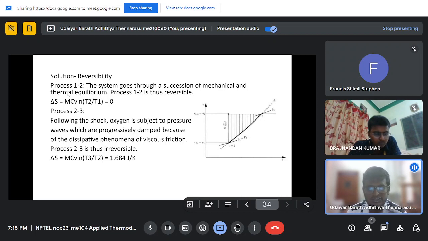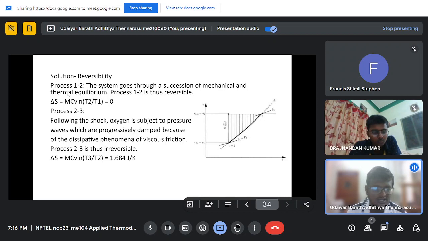Second case, process 2-3, you see that there is a rise in temperature. Following the shock, the oxygen is subjected to pressure waves, and because of that shock there will be pressure waves created, which will progressively damp out because of the friction of the fluid. Because of molecules hitting each other, it will die out, and this will increase the internal energy of the system. That's what I told you, the waves forming, the bucket water oscillating. So in that case this will increase the temperature.